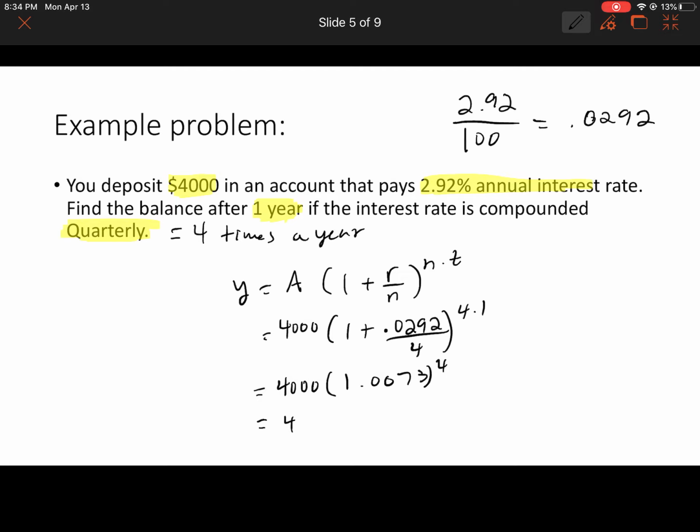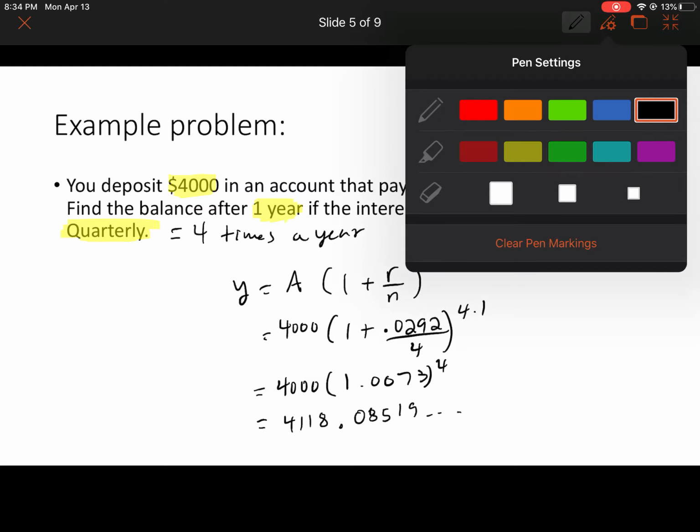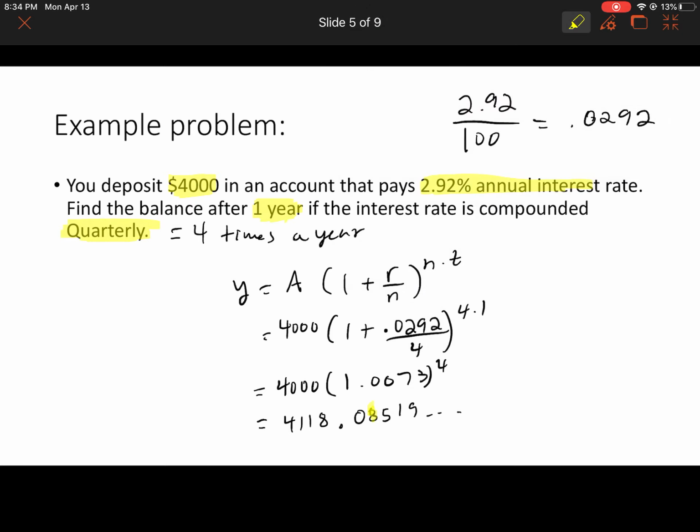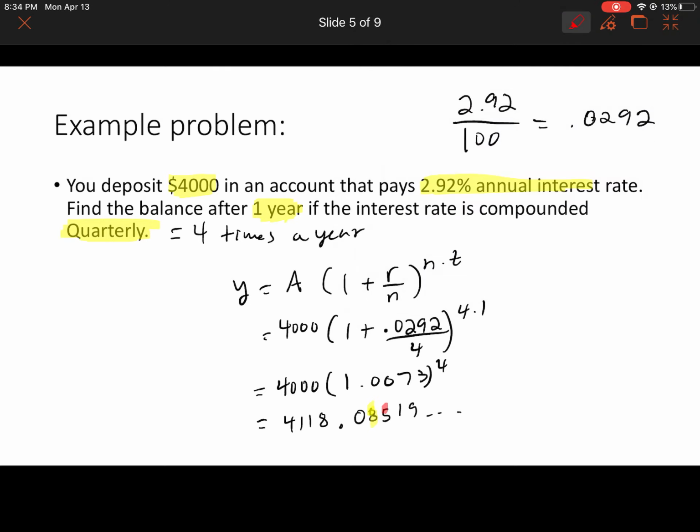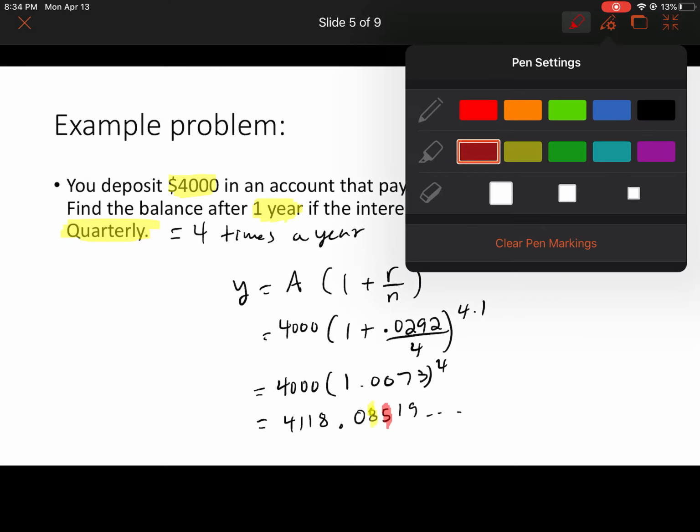So this gives us 4,118.08519 yada yada yada. Now this is money. Anytime you're dealing with money, you want to round to the nearest cent. Nearest cent means 2 numbers after the decimal. So we're going to be looking at this value, but in order to change that value, you have to look at the one after it.